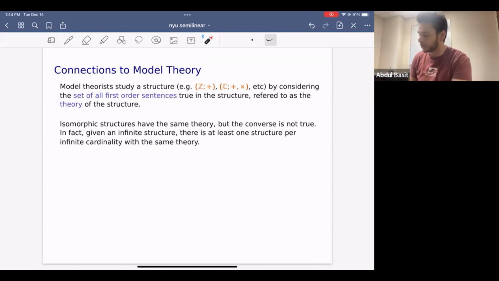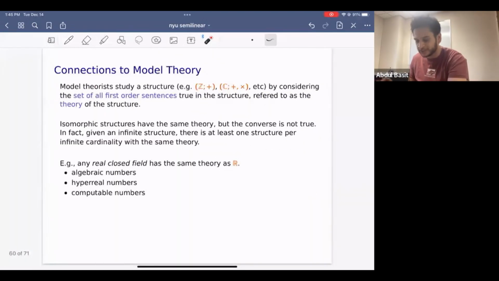So for example, maybe people are aware of these things called the real closed fields, all of which have the same theory as the real numbers. So the algebraic numbers, or countable hyperreal numbers, computable numbers, and so on. All of them have the same first order theory of the real numbers.